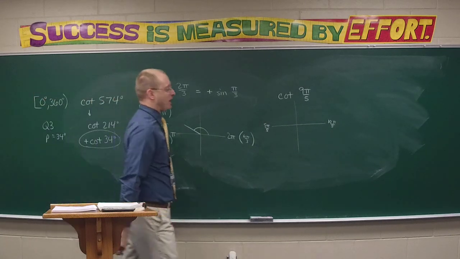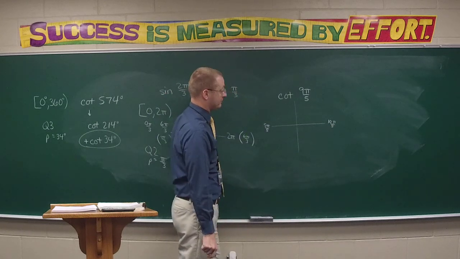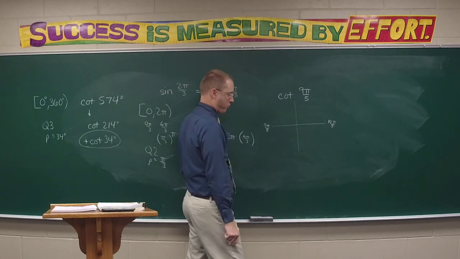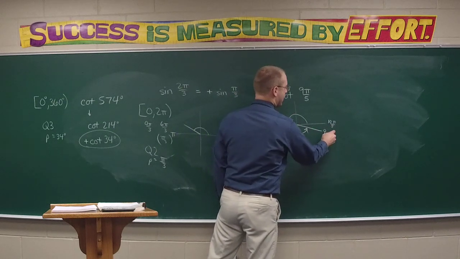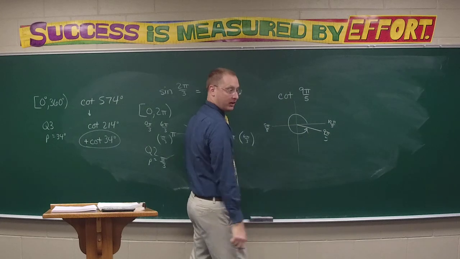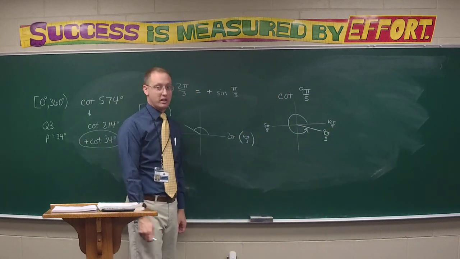Where is 9 pi over 5, class, in relation to 5 pi over 5 and 10 pi over 5? Closer to 10 pi over 5. It's almost there, knocking at the doorstep of 10 pi over 5. So obviously, class, we're in quadrant 4.